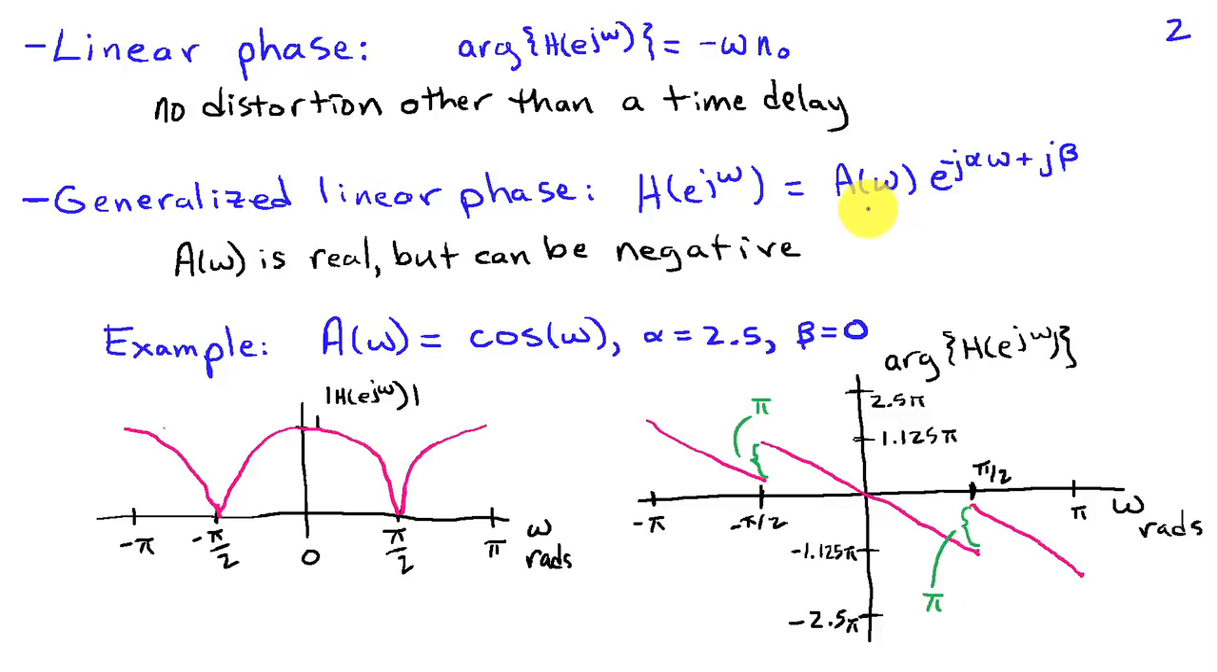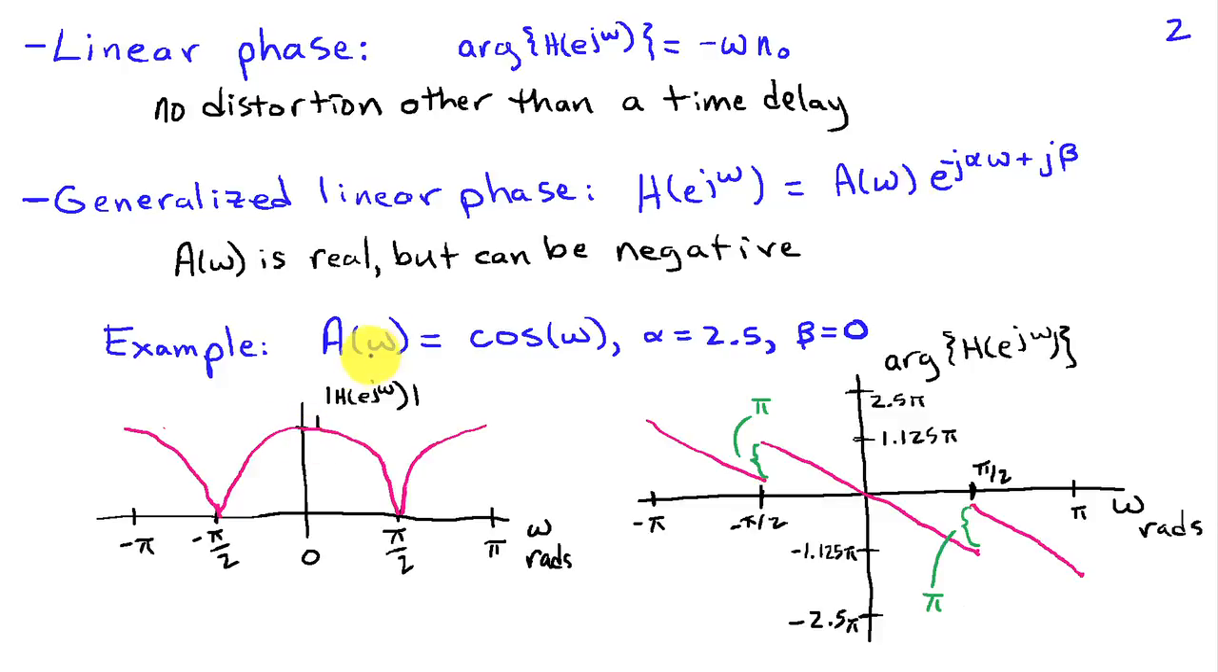So a generalized linear phase system can be written in this form here as A of omega, where A is a real valued function but can be positive or negative, times e to the minus j alpha omega plus j beta. So beta is a constant and doesn't vary with frequency, and this is a linear term, alpha omega, and if A of omega changes sign, then we're going to get a jump in the phase of pi.